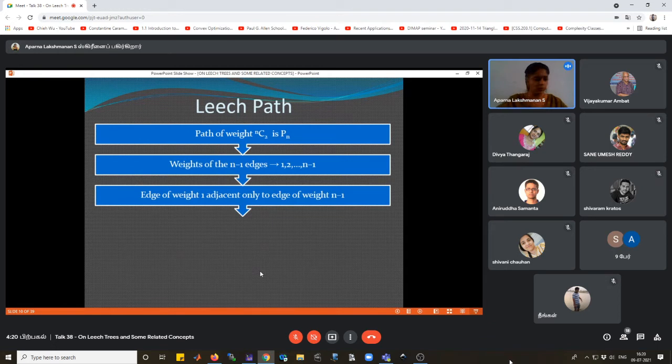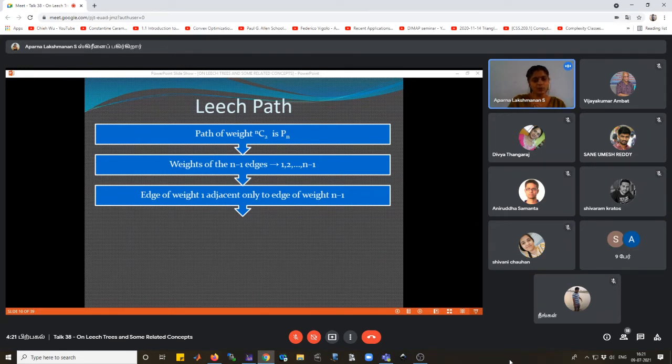Okay, so what is the case now? We are trying to find a leech label for a path. Now we have understood that 1 is the edge weight of a pendant edge. So the path is having symmetry. So without loss of generality, I can assume that 1 is given to V1, V2. And the edge which is next to that must be labeled as n minus 1.